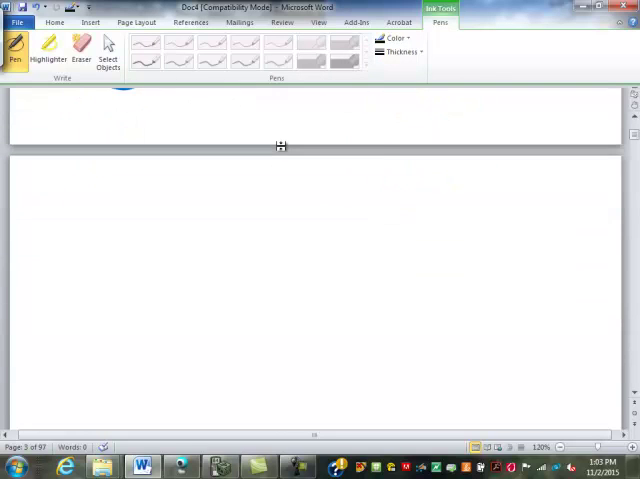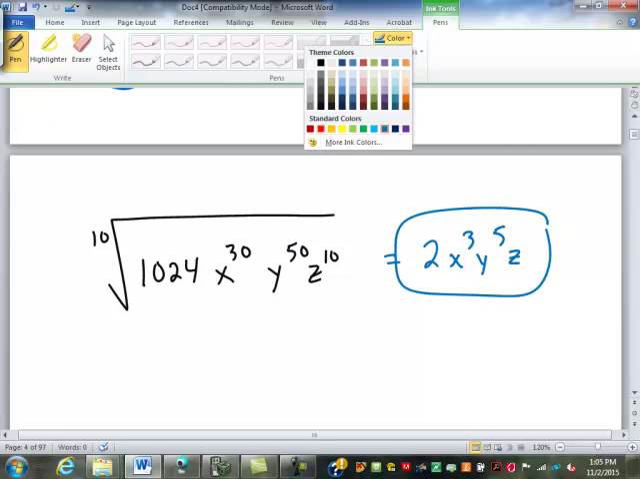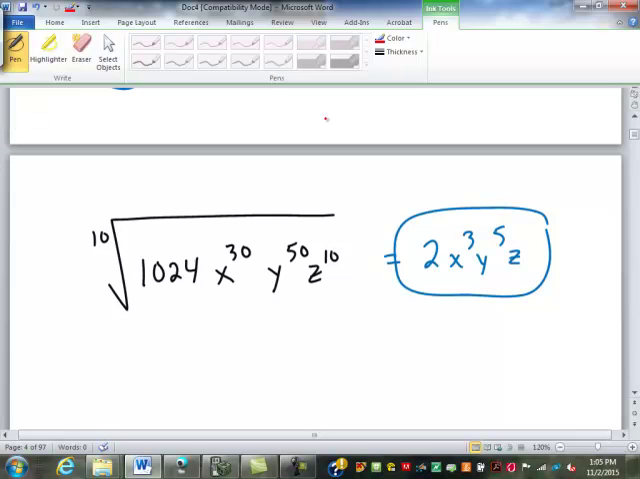So in your notes, I want you to try this one for me. Try that one, see what you come up with. So what'd you guys get? It is 2x. There we go, perfect. The 10th root of 1024 is 2, and then you divide the powers, so x to the third, y to the fifth, z to the 1, or just z. Good deal.